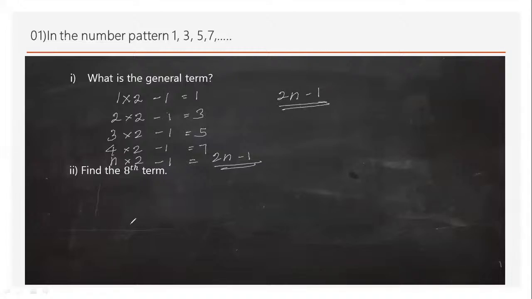What is the eighth term? Double the number and subtract 1. Eighth term: 2n minus 1, where 2 times n, n is 8, minus 1. 16 minus 1, the answer is 15.